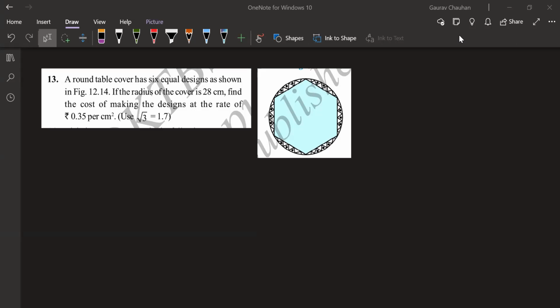This is the only other question type which is there using area of a segment. Okay, one is directly finding area of a segment. This one will have one step extra.